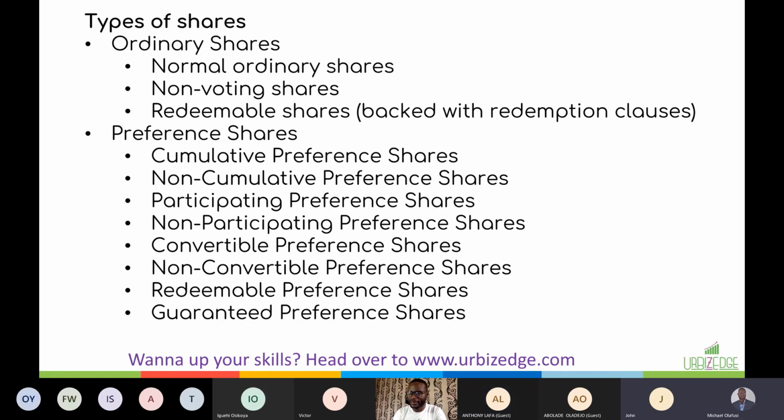So non-participating means that you are not going to get anything above whatever is already put as dividend yield for you. Then convertible preference shares. Convertible means that you can convert from your preference shares to ordinary shares. So that Finbank one had that clause. They made it possible for us, I think after 5 years or so, to convert our preference shares to ordinary shares, so we can now sell it on the stock market, because only ordinary shares you can sell in the stock market.